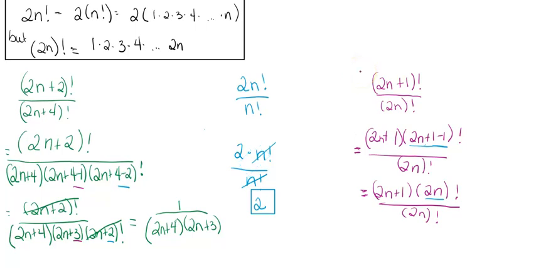Now let's look at the last one, the purple one. We have 2n plus 1 factorial over 2n factorial, the whole thing. The numerator is greater than the denominator, so I'm going to be working with that one, simplifying that one.